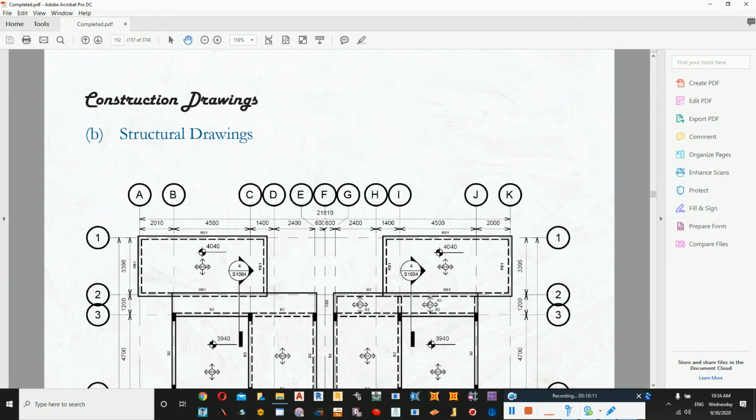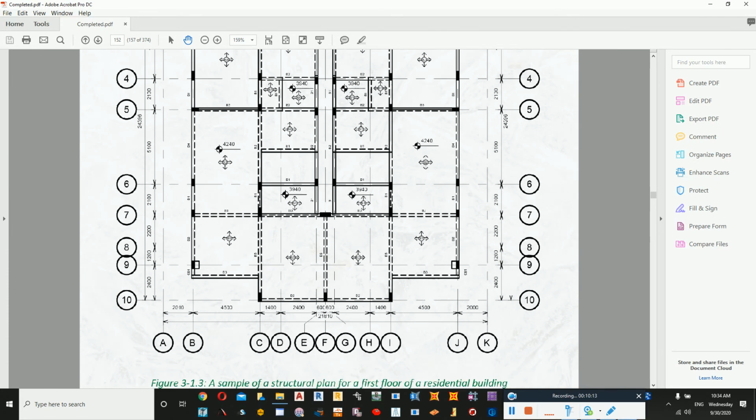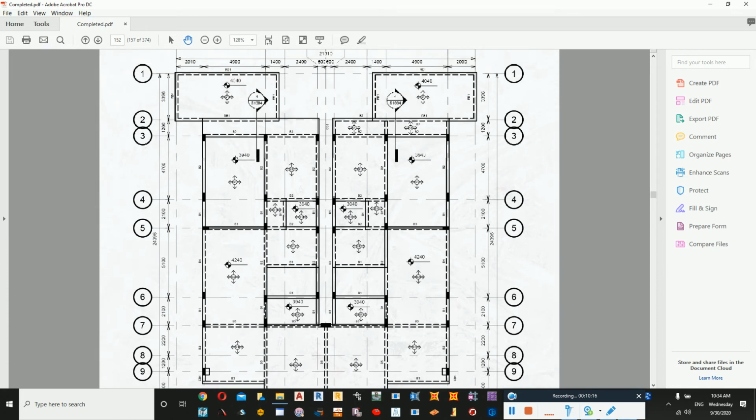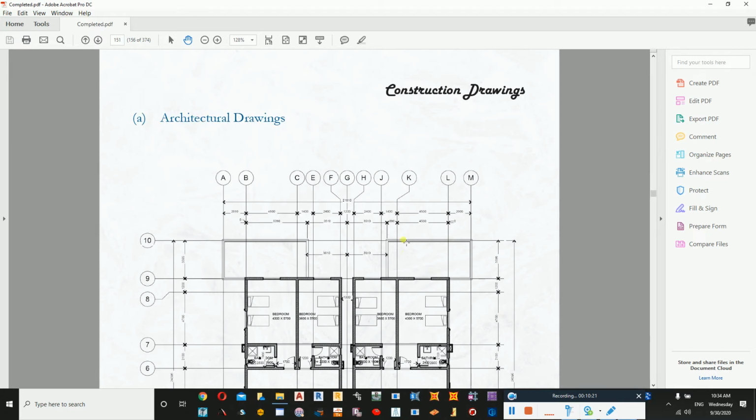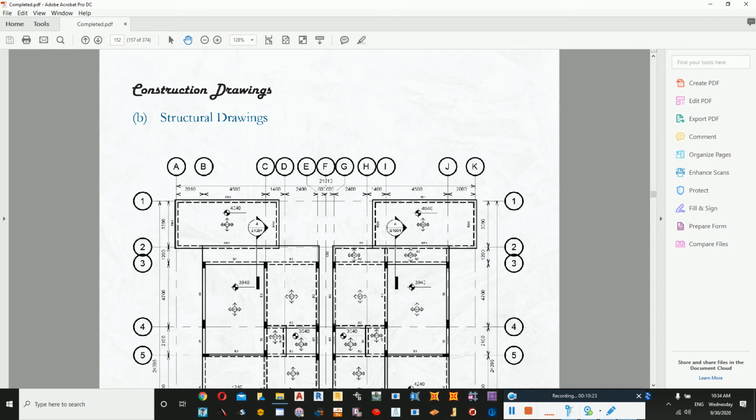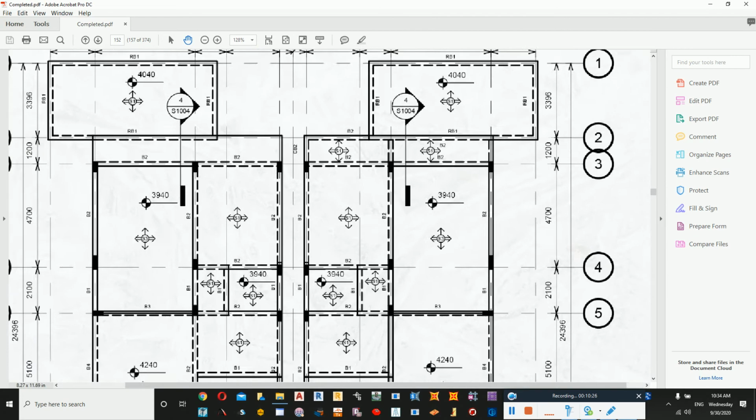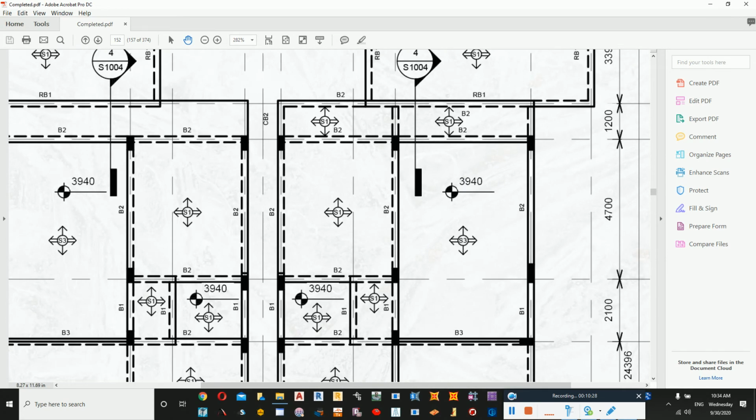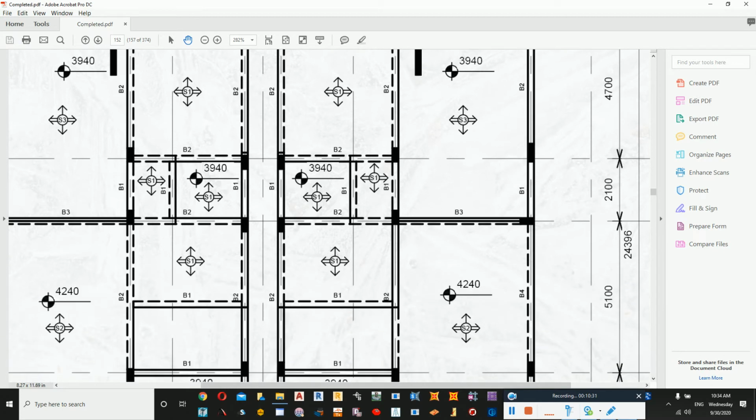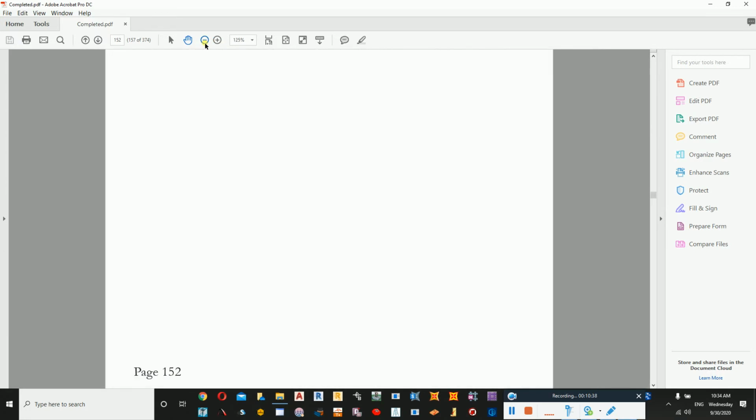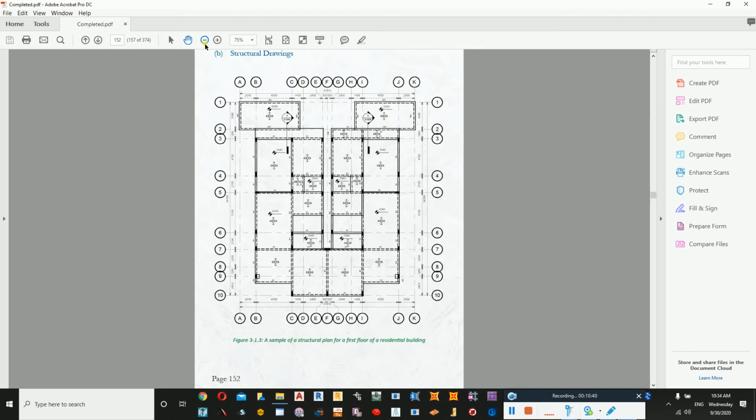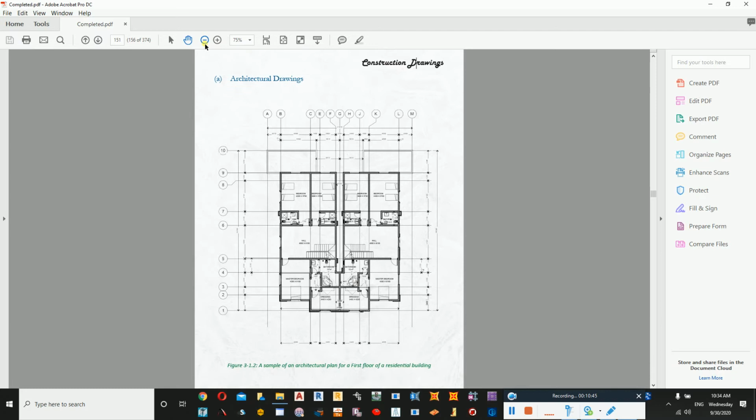Okay, now going for the other one. This is a real example of a structural drawing. And you can see in this particular structural drawing we have columns, beams, slabs. We don't have the other secondary elements. Okay. So this is a good example of a structural drawing, or a structural plan.